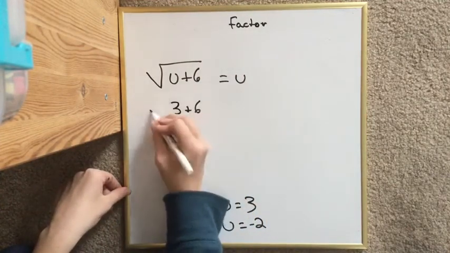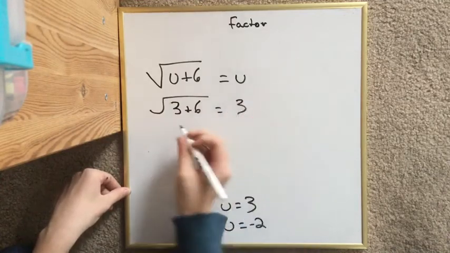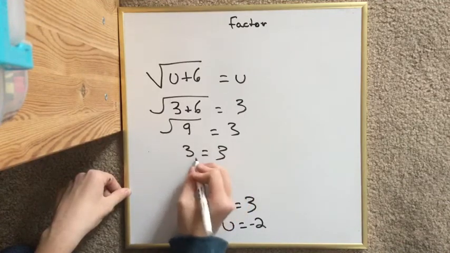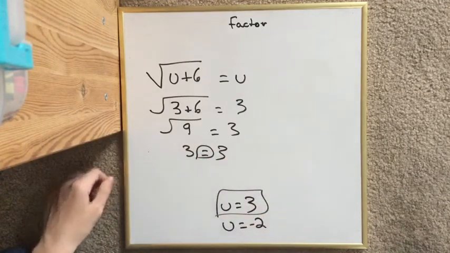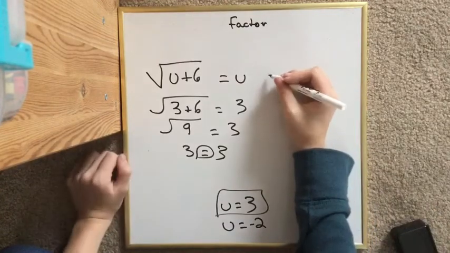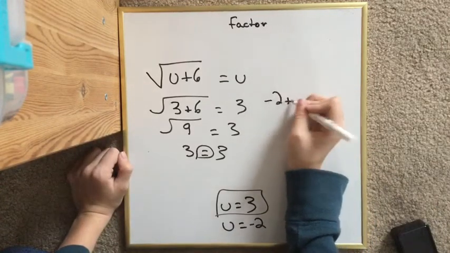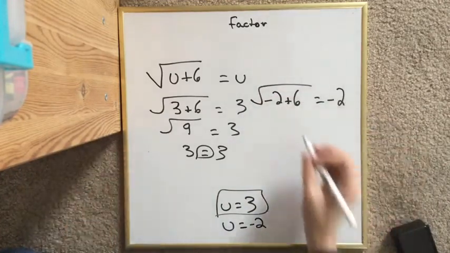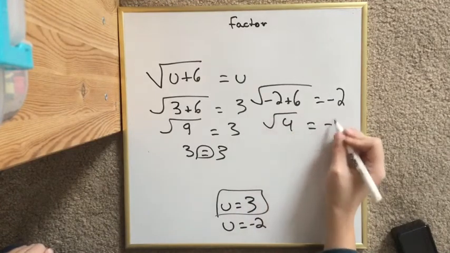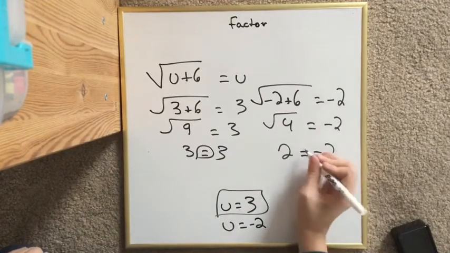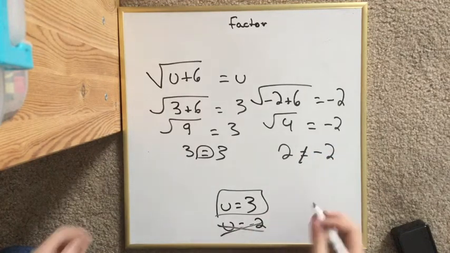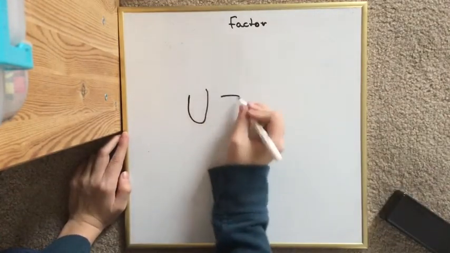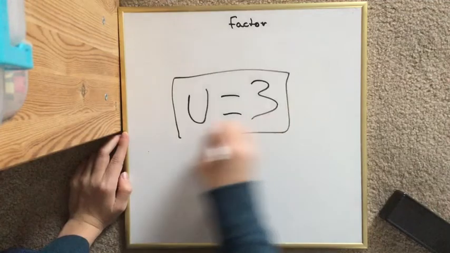So 3 plus 6, root of 3 plus 6 equals 3. Well, root of 9 does equal 3. So 3 will work for you, okay? Now let's try the other one. So we have root of negative 2 plus 6 equals negative 2, because negative 2 is u, so we just plug that in. Well, root of 4 is 2, but 2 does not equal negative 2, so u equals 3 is the only answer that will work for this problem. u equals 3 is our answer.